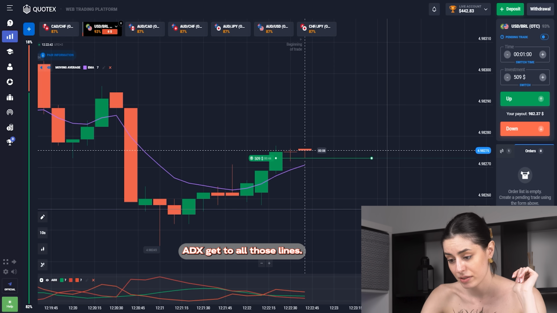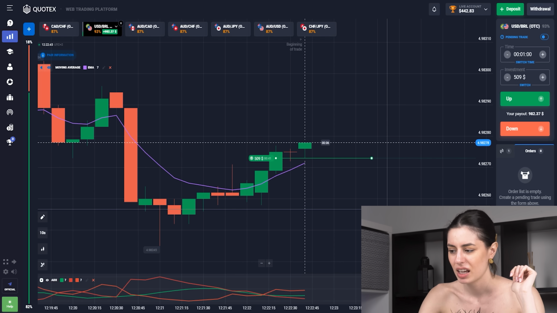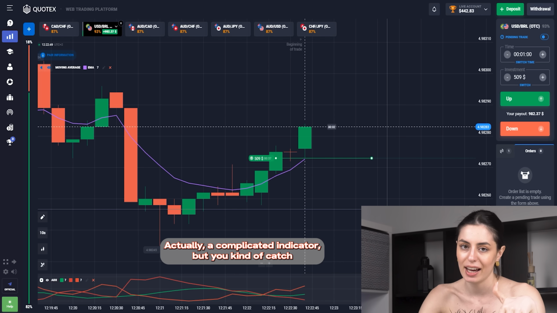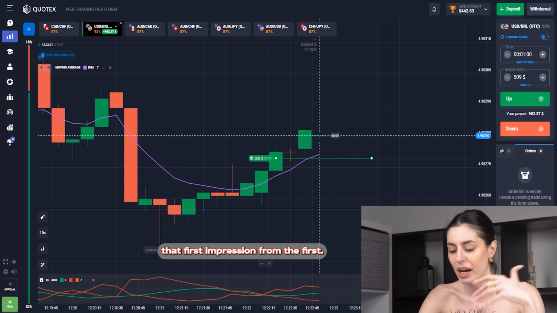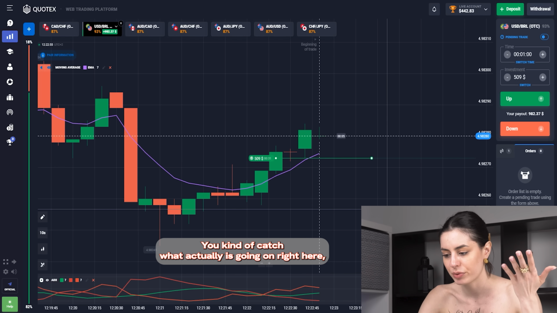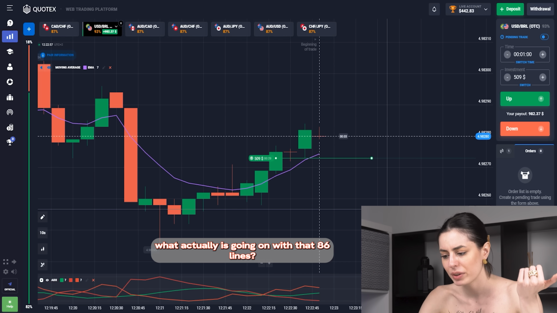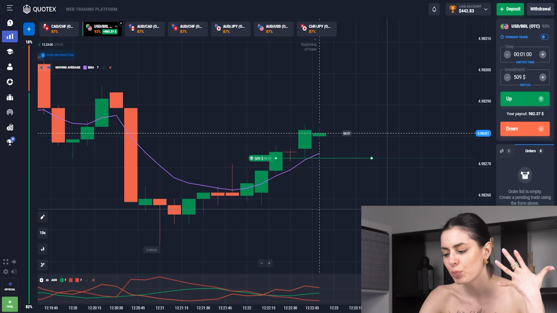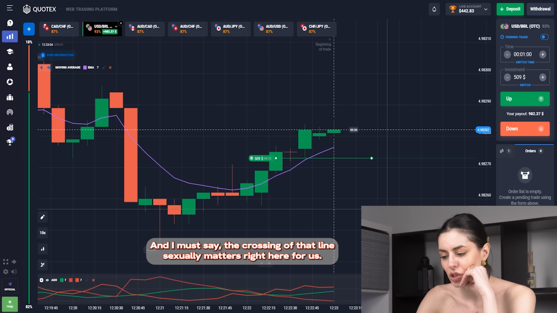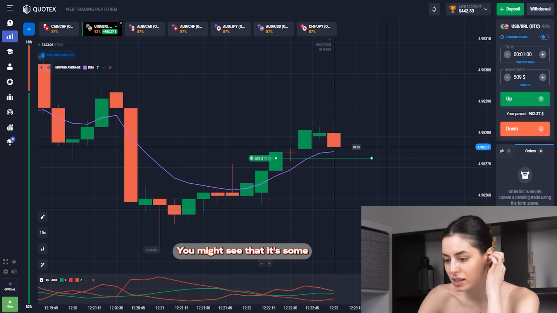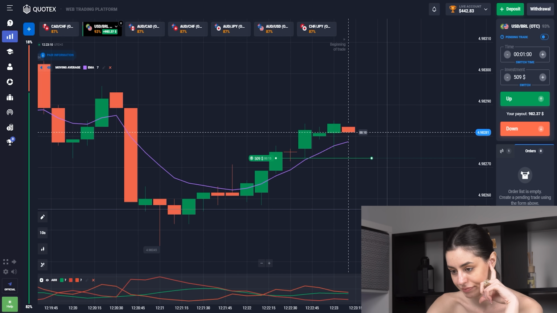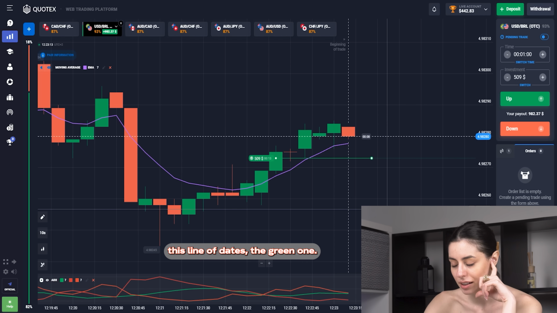Look at the 80x. Look at all these lines. I mean, what does it mean? Actually, complicated indicator. When you cannot catch the first impression from the first side, you cannot catch what actually is going on right here. What actually is going on with that 80x lines? What is that? And I must say, the crossing of that lines actually matters right here for us. You may see that it's this line of the 80x, the green one.